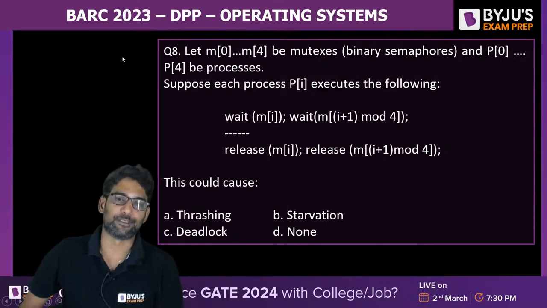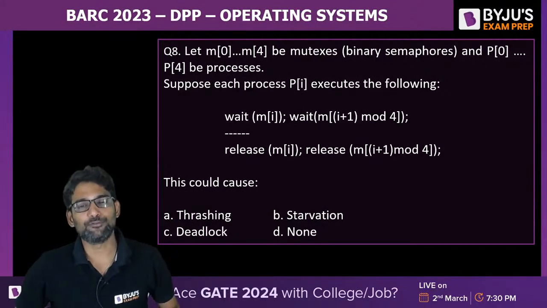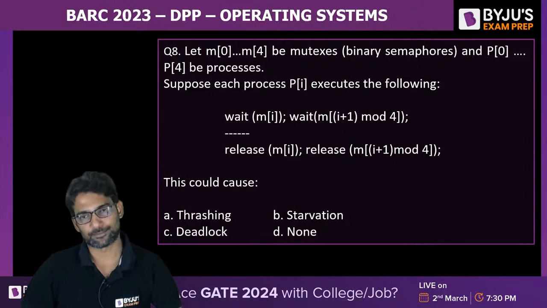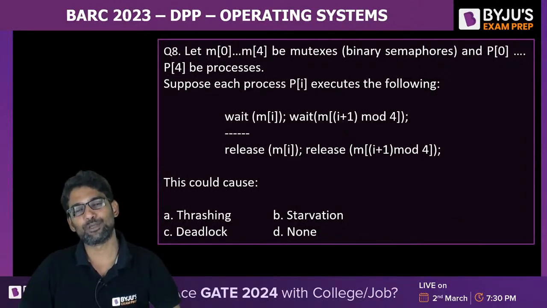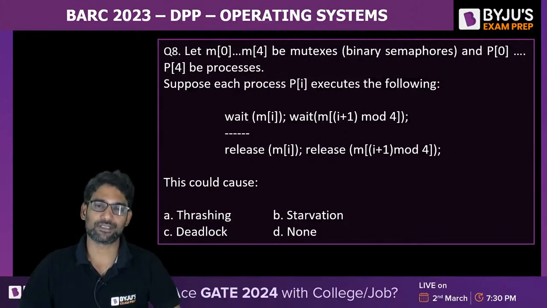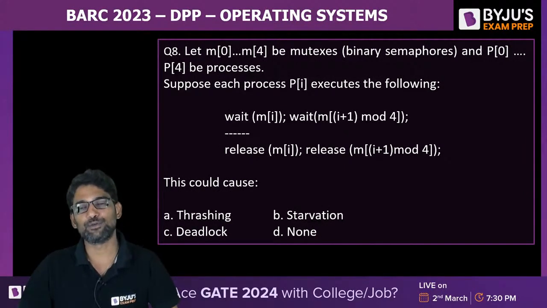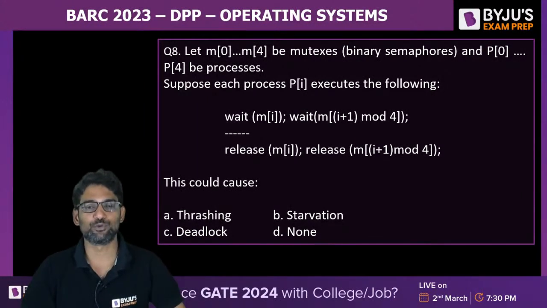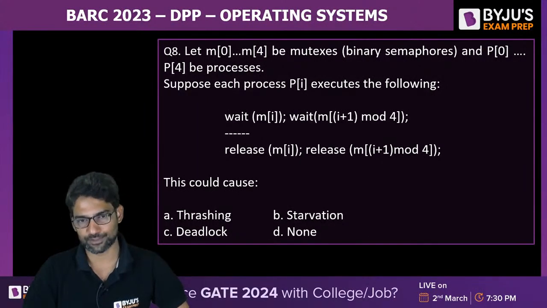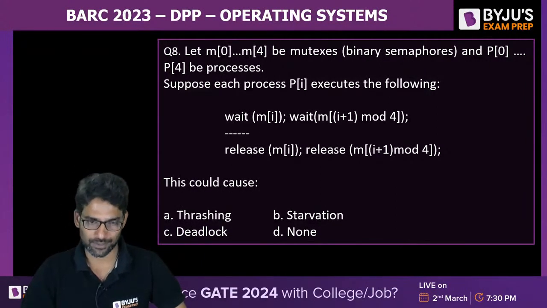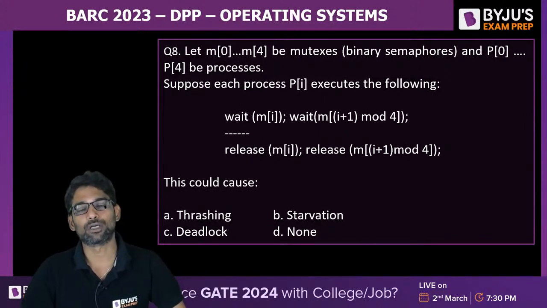Read the question carefully. Let M of 0 to M of 4 be mutexes and P of 0 to P of 4 be processes. Suppose each process P of I executes the following. We have two wait operations, two release operations. If so, this could cause crashing, starvation, deadlock, none.